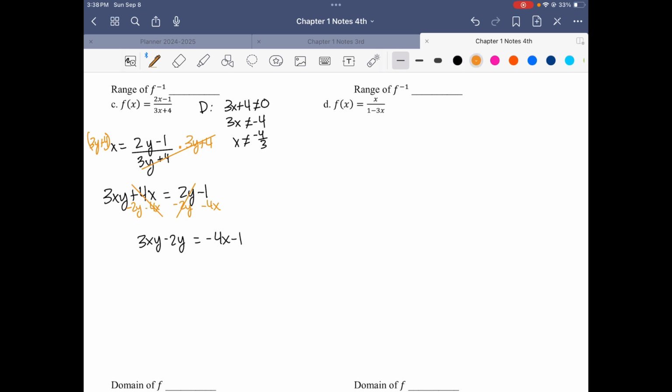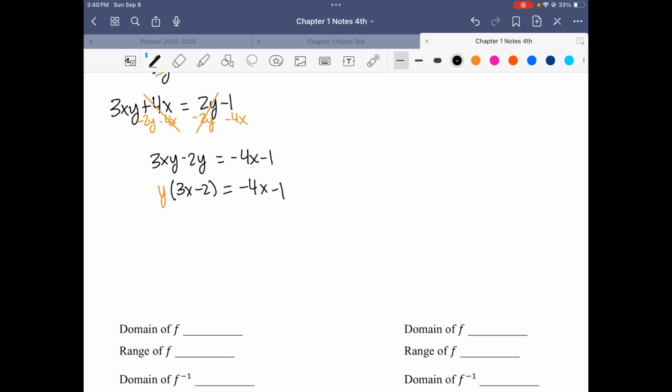Now here's the big trick. Factor out your GCF of y. That leaves you with 3x minus 2, and it equals negative 4x minus 1. Now you have only one y, and all you have to do is divide away the part that's being multiplied. Then we get that y equals negative 4x minus 1 divided by 3x minus 2. And in our proper notation, f inverse of x equals negative 4x minus 1 divided by 3x minus 2.